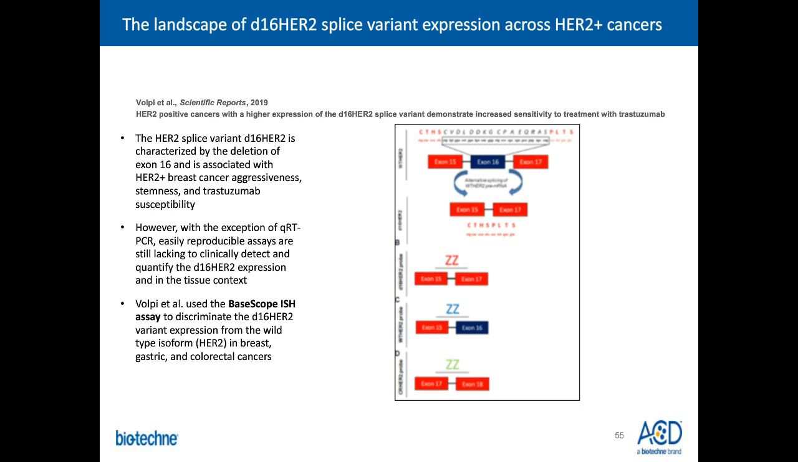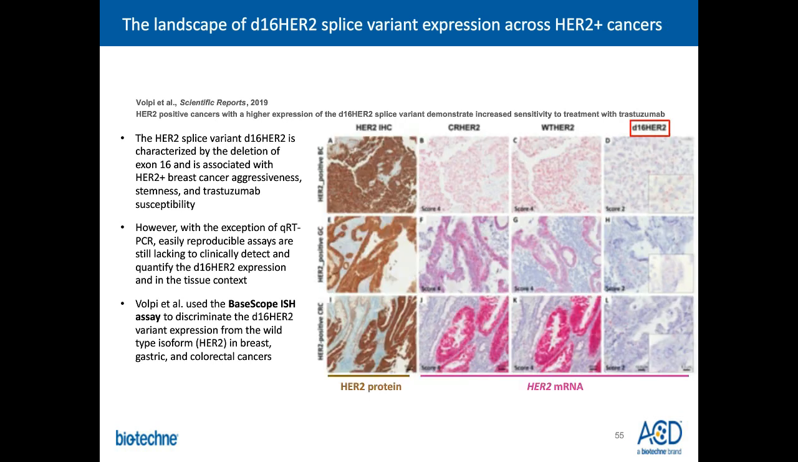And the probe design strategy that they used is they designed a probe that either spanned the exon 15-17 junction to detect the delta-16 HER2 variant, or designed a probe that spanned the 15-16 or 17-18 junction, which will now detect the wild-type HER2. So based on the type of probe you use, you can identify if the patient has the splice variant or the wild type.